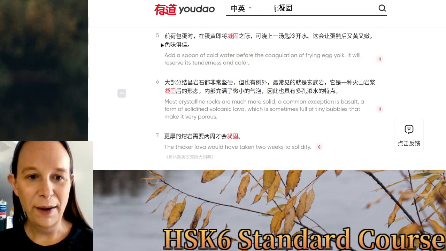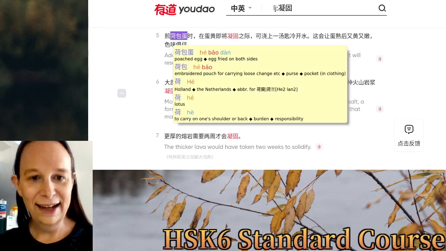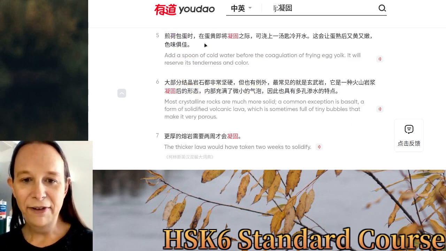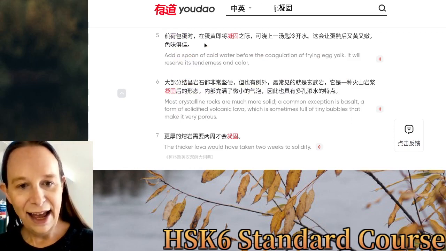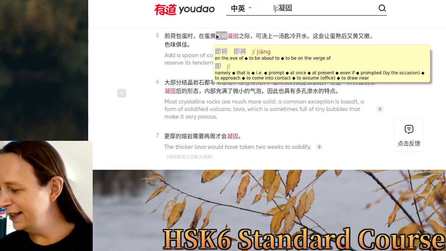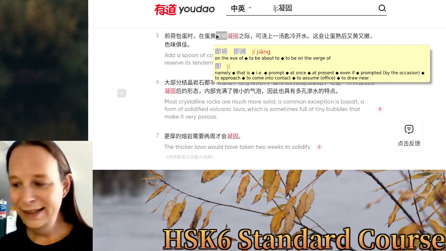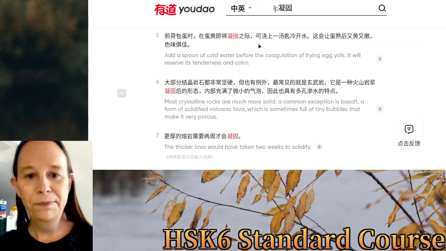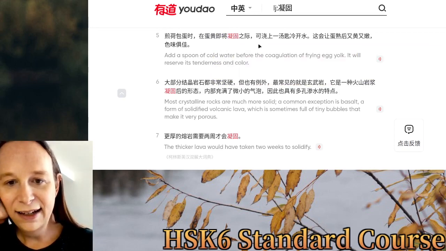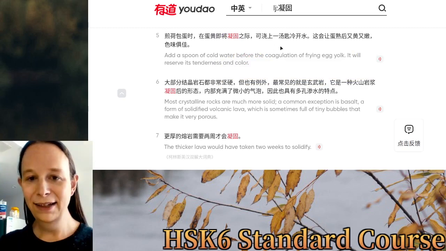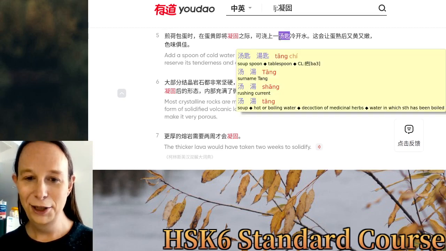So here, this would be coagulation of food. 煎荷包蛋, what's that? 荷包蛋, poached egg. Okay, 煎荷包蛋, fried poached egg. 在蛋黄即将凝固之前. There's 即将. That was in our vocabulary from yesterday, right? From the last video. 即将开始, 即将凝固 is just about to coagulate. 可浇一汤勺. So 汤勺 is a ladle, a soup ladle. 汤匙, sorry.